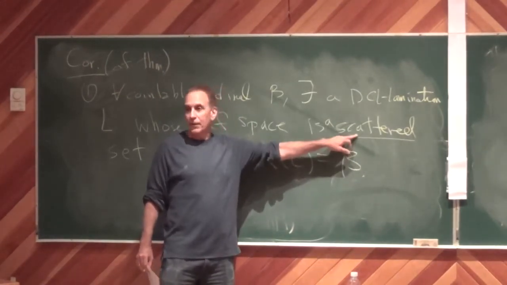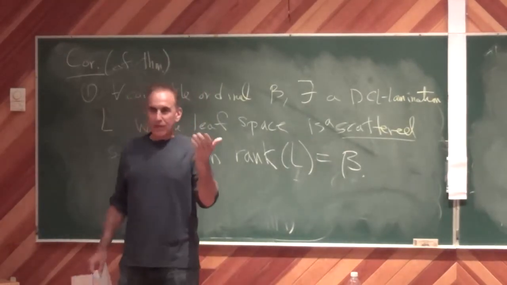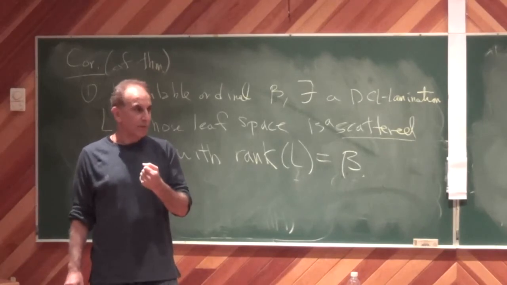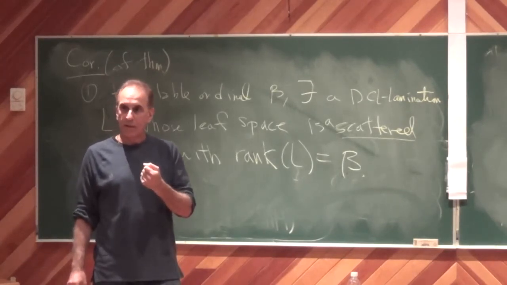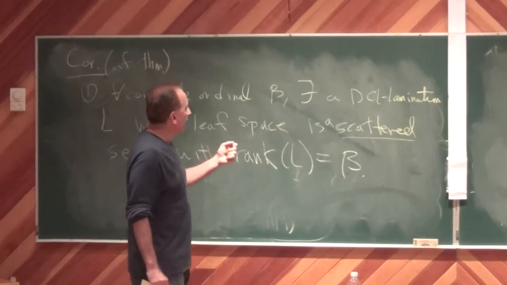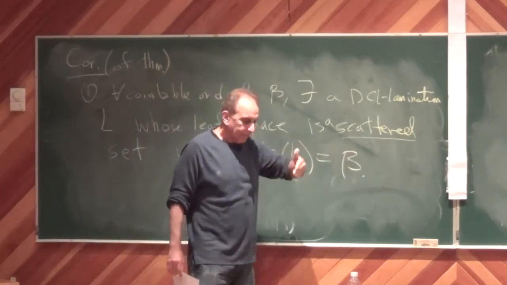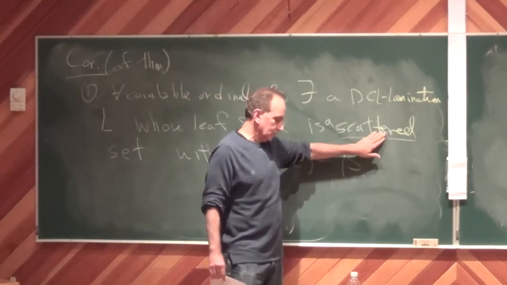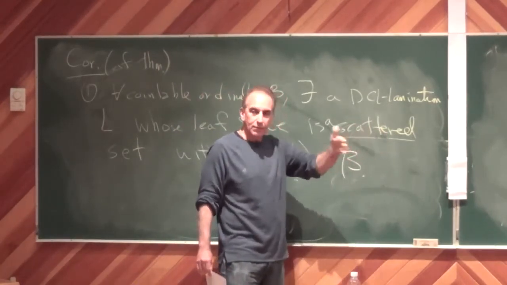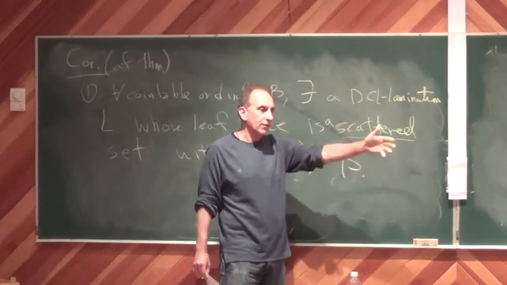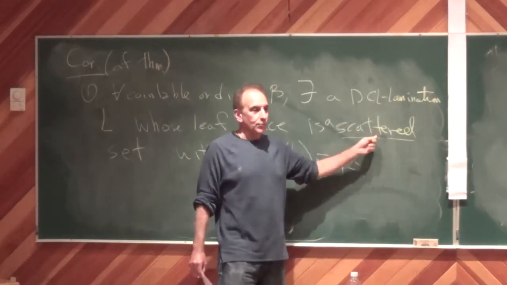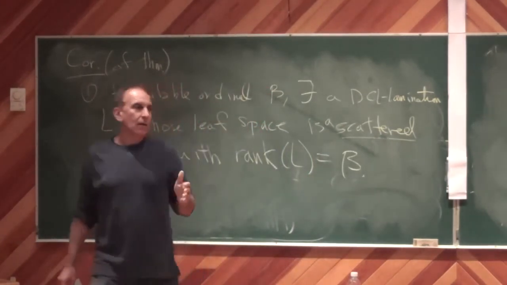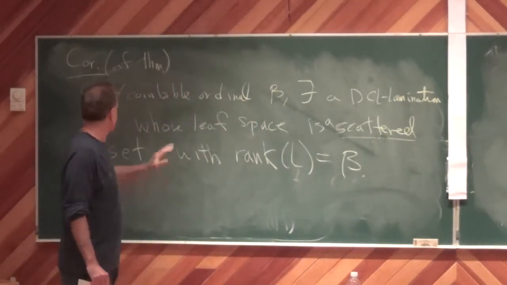Scattered is a topological condition. Scattered means that every non-empty subset has isolated points in it. Another way of saying it is, if you keep taking the derivatives, the Cantor-Bendixson derivatives, they'll eventually go to the empty set. That's what scattered means, at least for a countable set of points. So we have that.